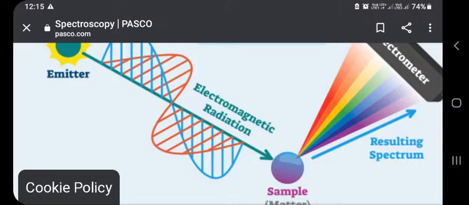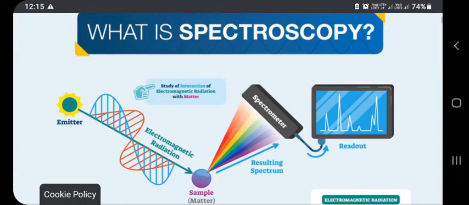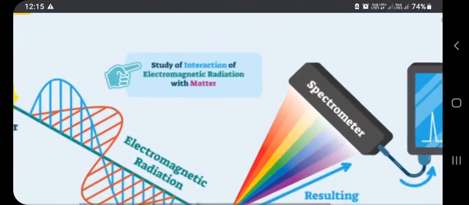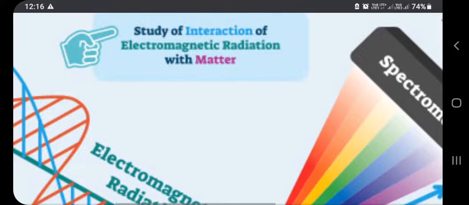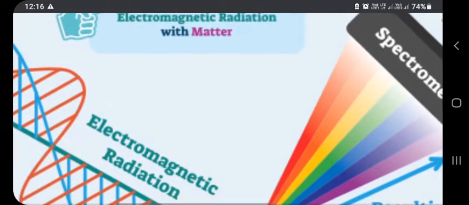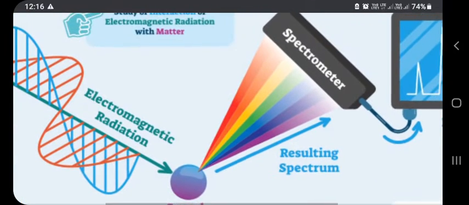So coming to spectroscopy, what do you mean by spectroscopy? Spectroscopy is nothing but the interaction of molecules or matter with light. The study of interaction of electromagnetic radiation with matter is known as spectroscopy. In spectroscopy, what happens?